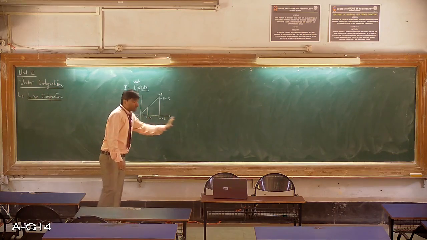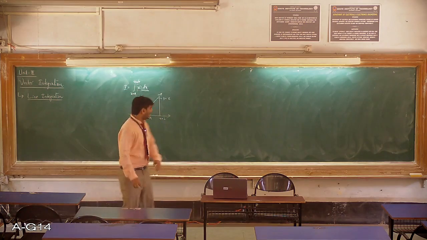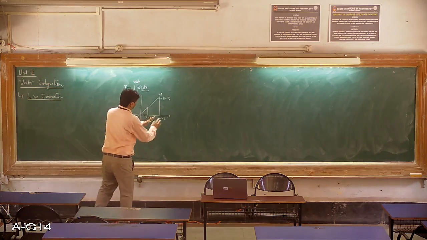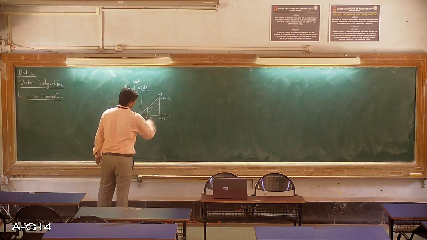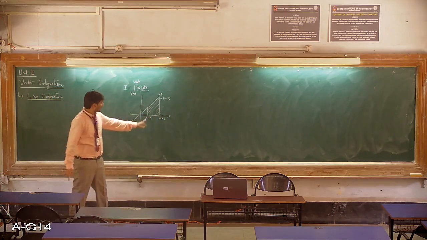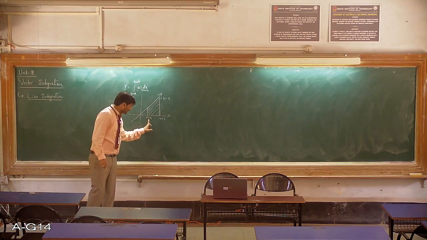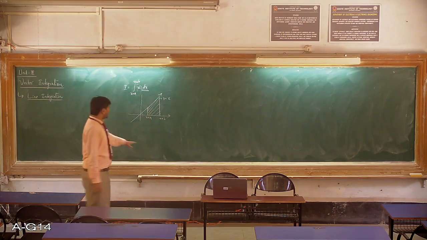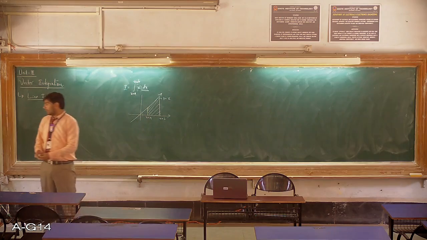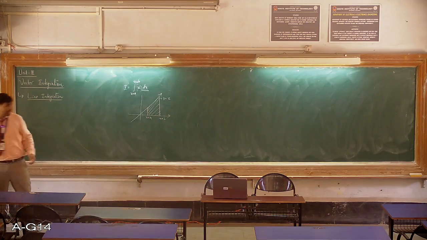So this is a normal integration. One can very easily understand. That means this area we are finding: the area bounded by y equals x between the limits x equals a to x equals b. One can very easily understand the general interpretation of integration.